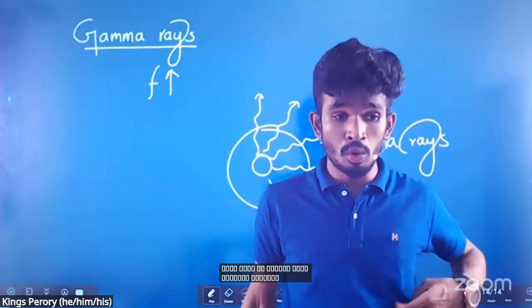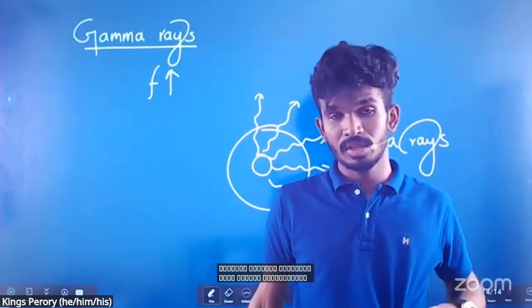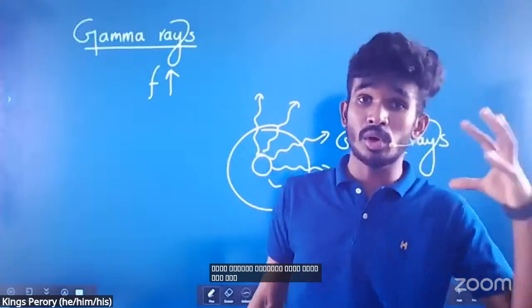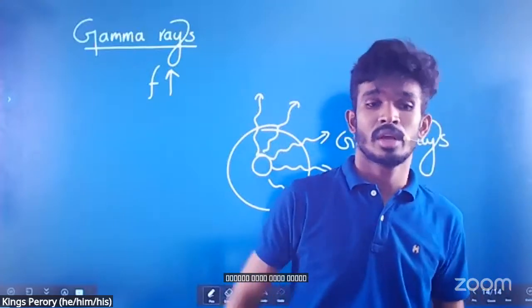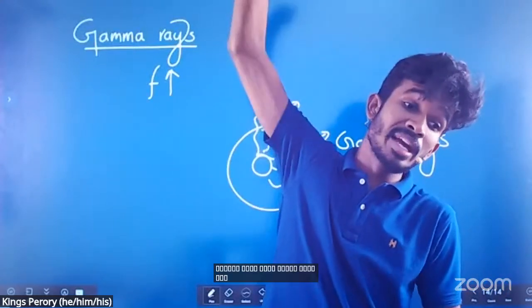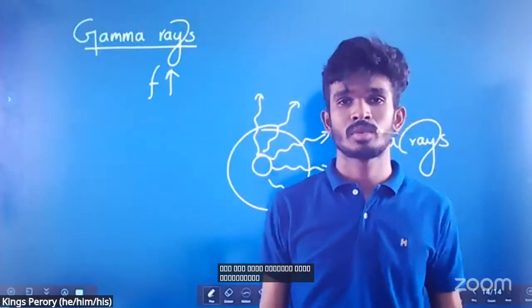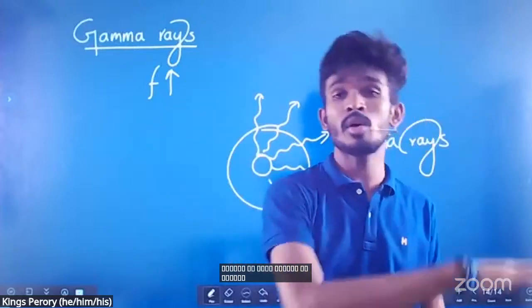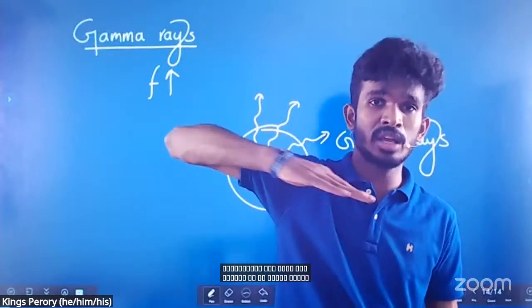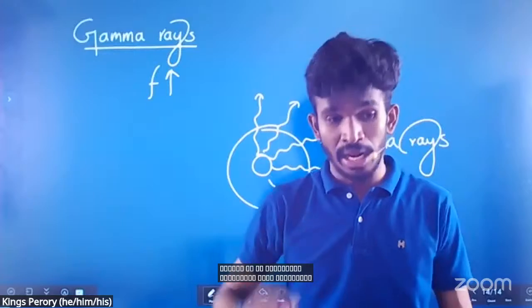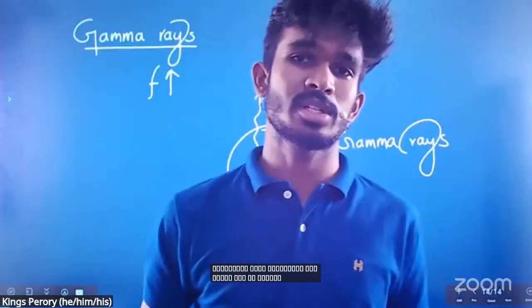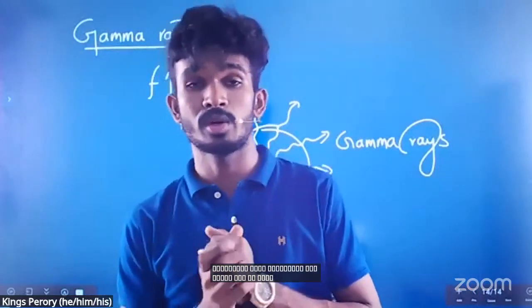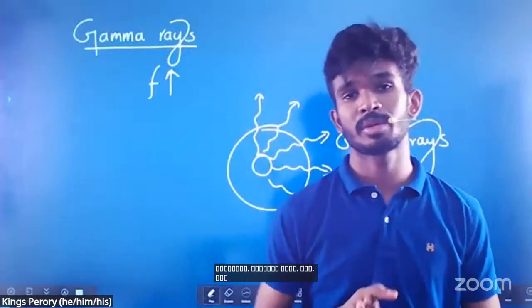Usually when they store radioactive elements, they keep them very deep under the soil and cover them with several layers of concrete. Or they put them deep under the oceans and again cover them with thick concrete sheets. That's how they store radioactive elements, because gamma rays are always emitted from them.